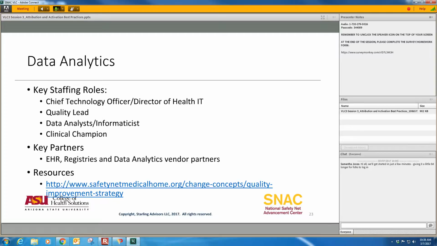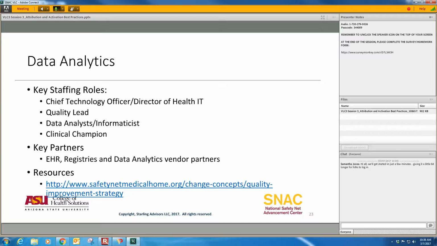Your key staffing roles here are your technology lead, director of HIT, whatever this looks like in your practice, your quality lead and your data analytics team, and your clinical champion. And I think what we've seen is that it's tricky to find folks with the expertise that is right for SafeNet providers, and it's resource intensive.